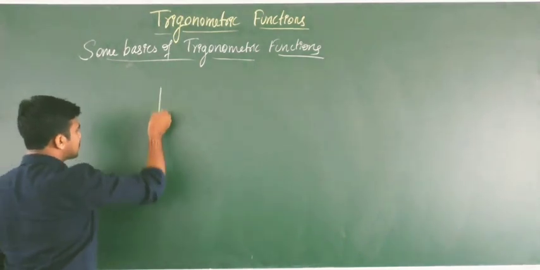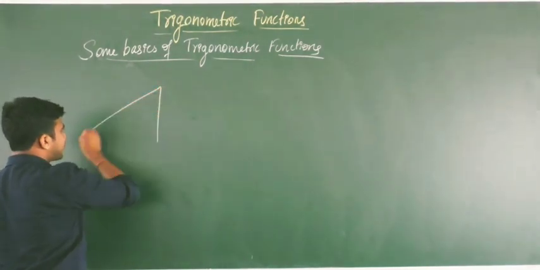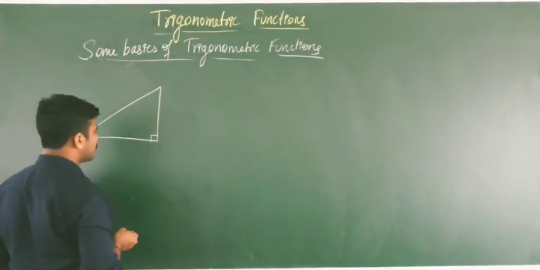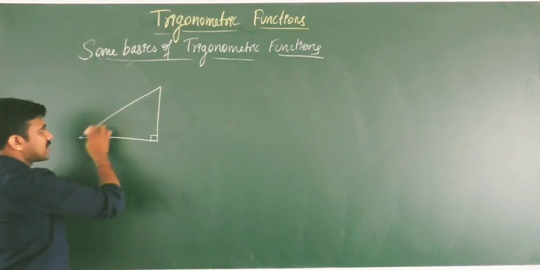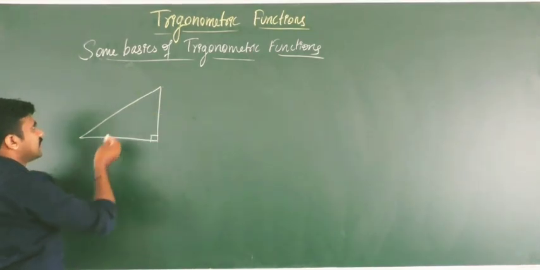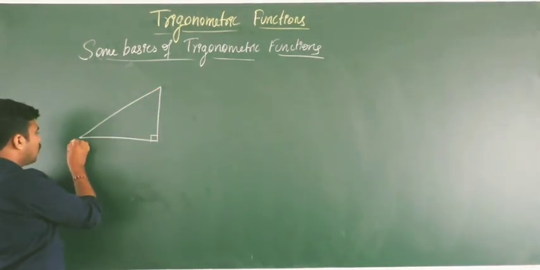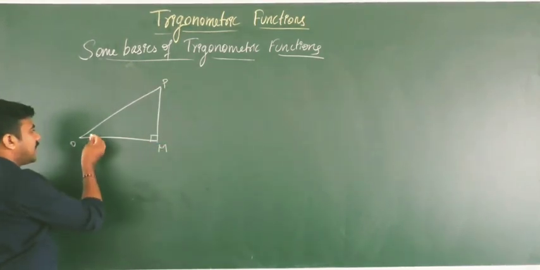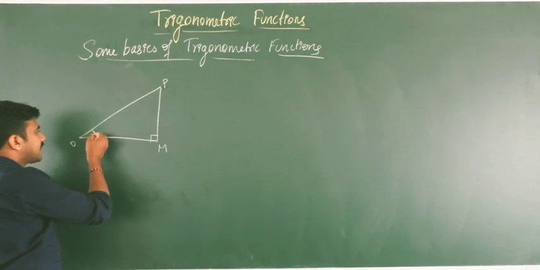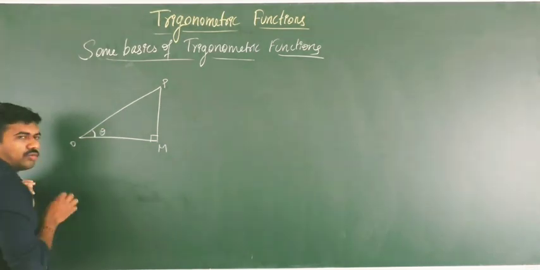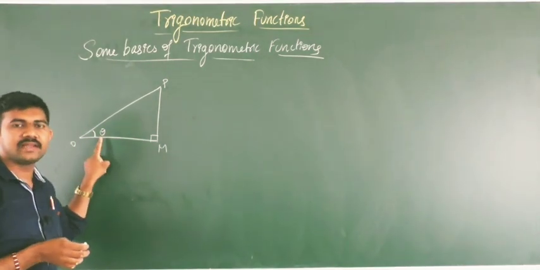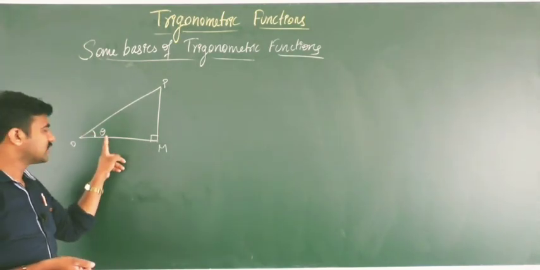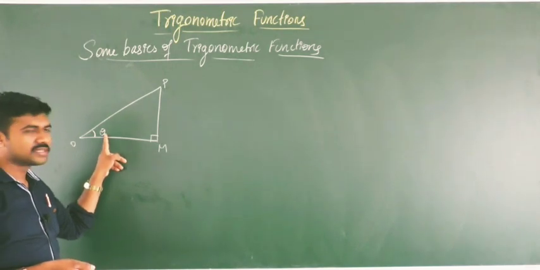If you consider a right angle triangle, one angle must be a right angle, that is 90 degrees. So this is clearly a right angle triangle. Let me consider this triangle as OPM, and I'll consider the angle at O. Let theta be the angle, that is an acute angle. Acute means the value is less than 90 degrees. It is clearly less than 90, so it is an acute angle.